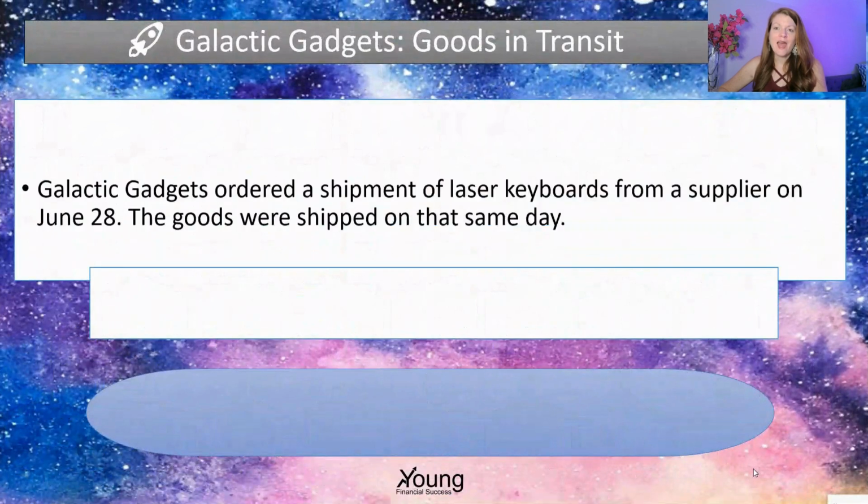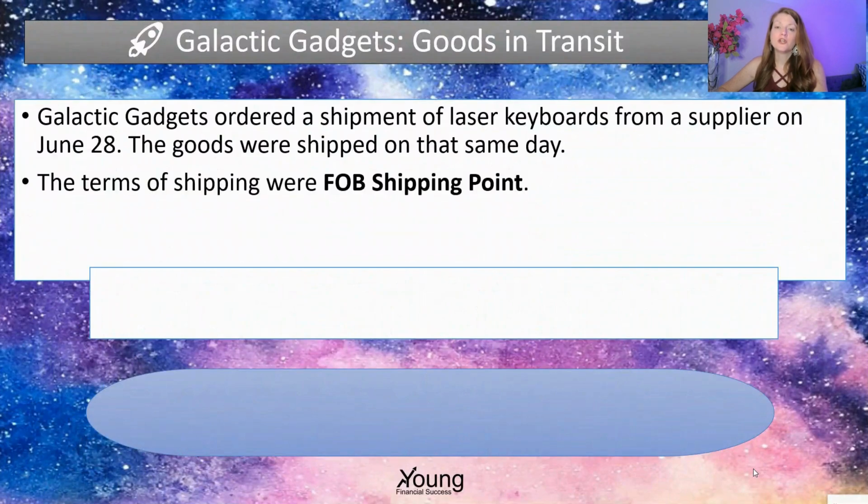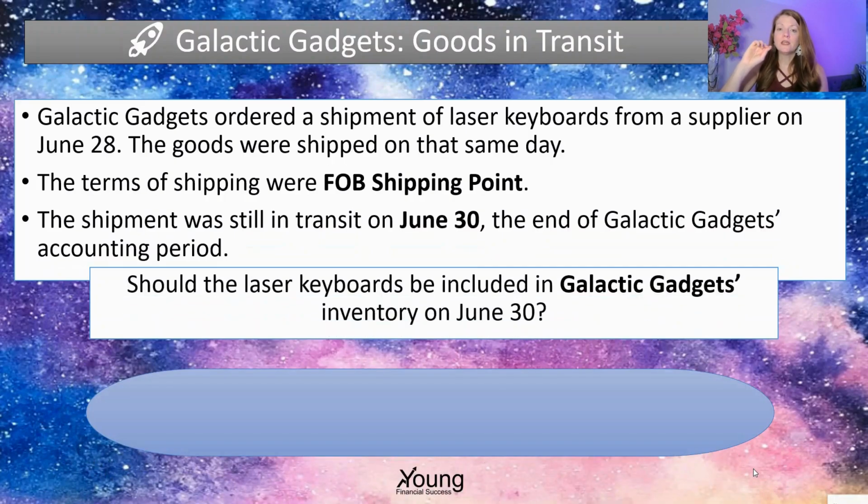So let's look at an example with Galactic Gadgets. They ordered a shipment of laser keyboards from a supplier on June 28th. The goods were shipped on that same day. The terms were FOB shipping point. The shipment was still in transit on June 30th, which was the end of Galactic Gadgets' accounting period. So the question is, should the laser keyboards be included in Galactic Gadgets' inventory on June 30th?